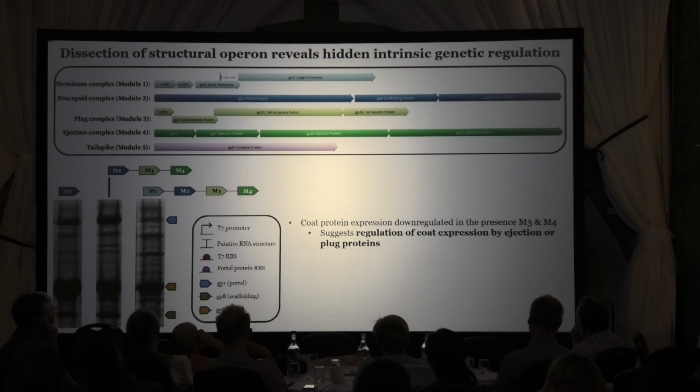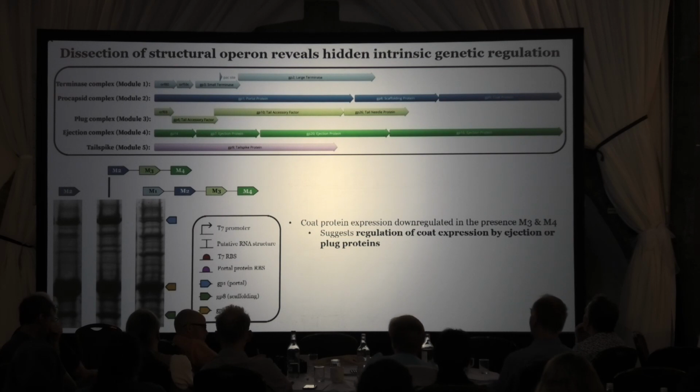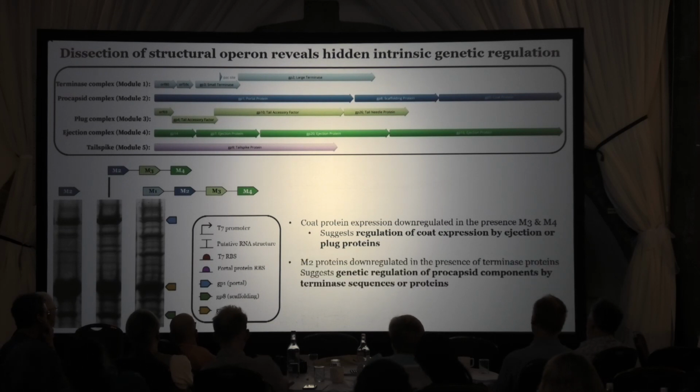One of the things that we'll do later on, when we have the in vitro packaging working, is to co-express the terminase system with these other plug, ejection, and procapsid modules. Just to try it out, I expressed all these modules together and immediately noticed that portal protein was way down-regulated, as well as coat protein, and there was a pretty significant decrease in scaf expression as well. This suggested that there's some genetic regulation of the procapsid components present in the upstream terminase sequences or proteins.